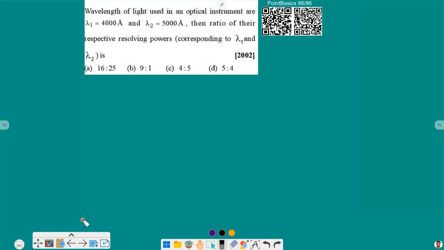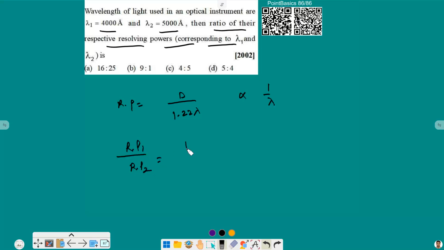Now, moving to the next one. The wavelengths of light used in an optical instrument are lambda 1 and lambda 2, what is the ratio of their resolving powers? So, we know that resolving power is equal to D by 1.22 lambda. So, resolving power is inversely proportional to lambda. So, we can say resolving power of 1 by resolving power of 2 will be lambda 2 by lambda 1, and that will be 5000 by 4000. That will be basically 5 by 4. So, option D is the right answer.